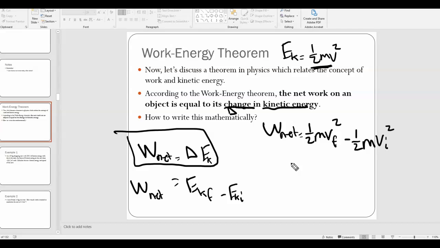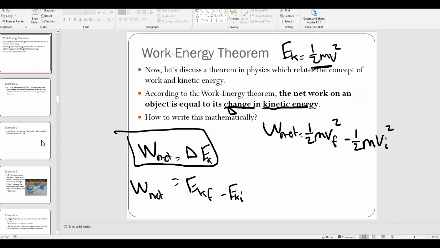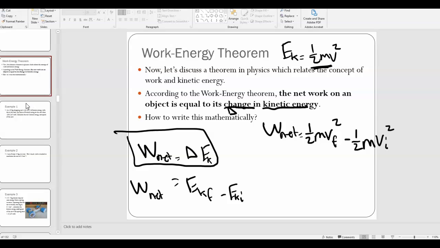And I do want to point out, by the way, that we've already talked about what net work means. In fact, we just took a quiz over that recently. So basically this is saying if you add up all the work done on an object, all the energy going in, all the energy going out, the overall result changes the kinetic energy of the object. And that's what the work energy theorem says. Now we're just going to do a couple examples with this concept before we finish out this video.